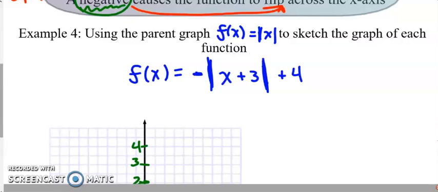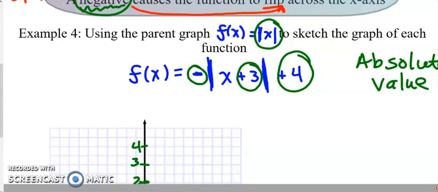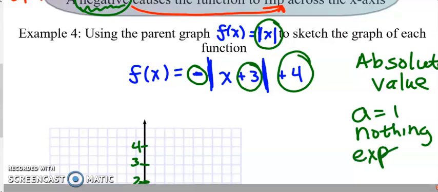First off, before we do any of this, you should be able to look at it and say, oh, that's absolute value because that's an absolute value sign right there. So absolute value, we know that's the parent function. With that, we know there are some transformations happening. Here we have a plus 4, we have a plus 3, and we have a negative right here. Then there's an understood 1 for A. When A equals 1, nothing expands or condenses.